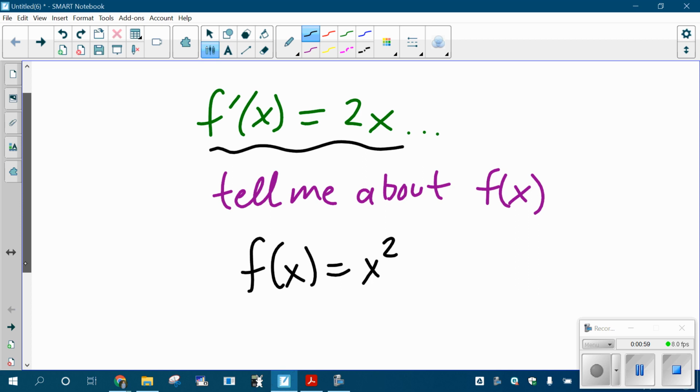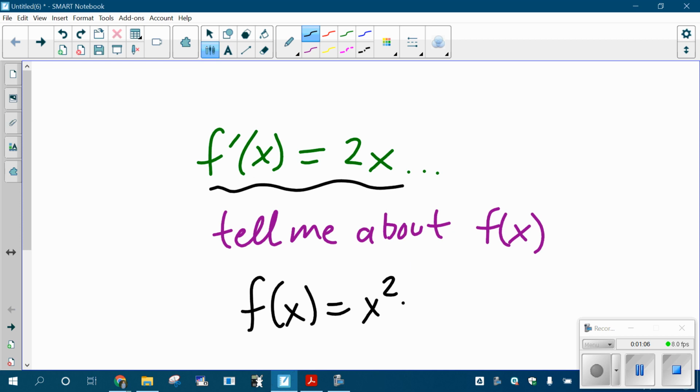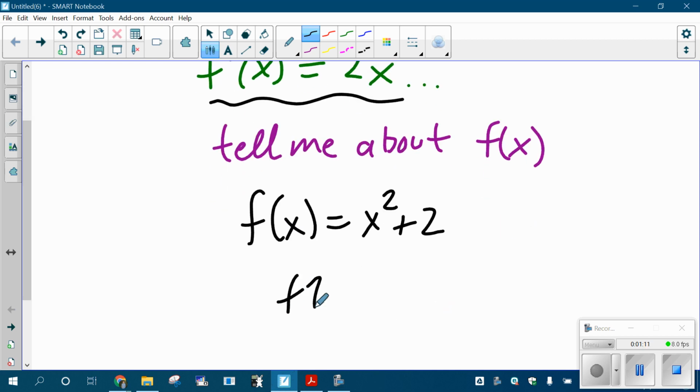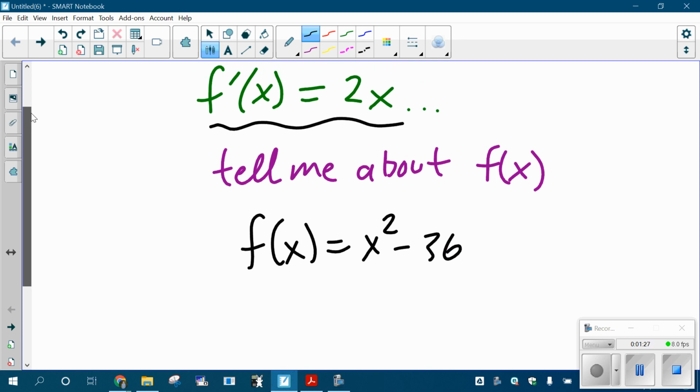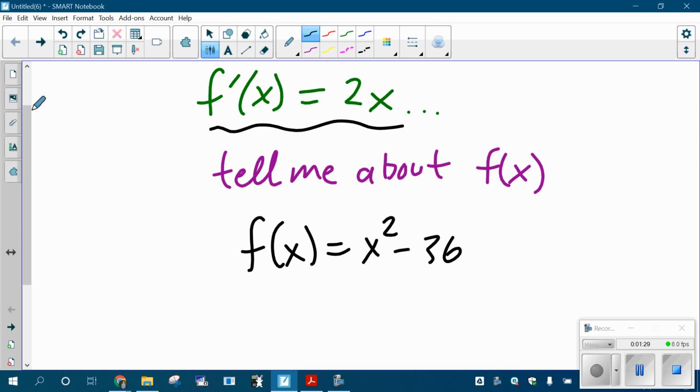Think about it. Well, no, actually, f of x could be x squared plus 2, because then the derivative would still be 2x. Or it could be x squared plus 7, or x squared minus 36. How many different possible f of x's are there that have derivative 2x? Infinitely many, right? It could be any constant number added on at the end.